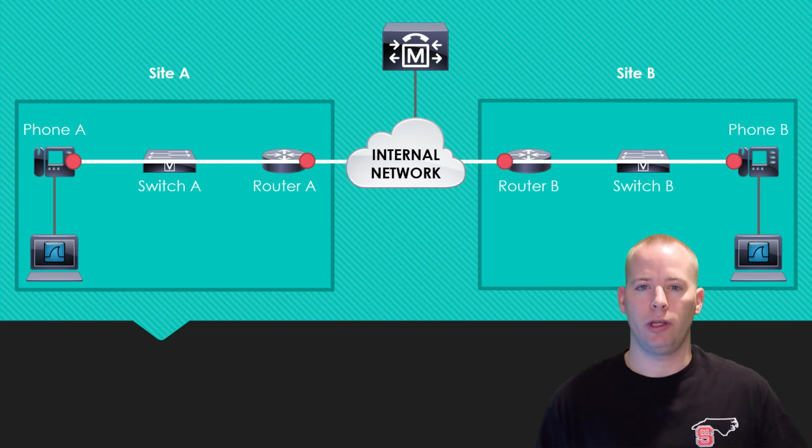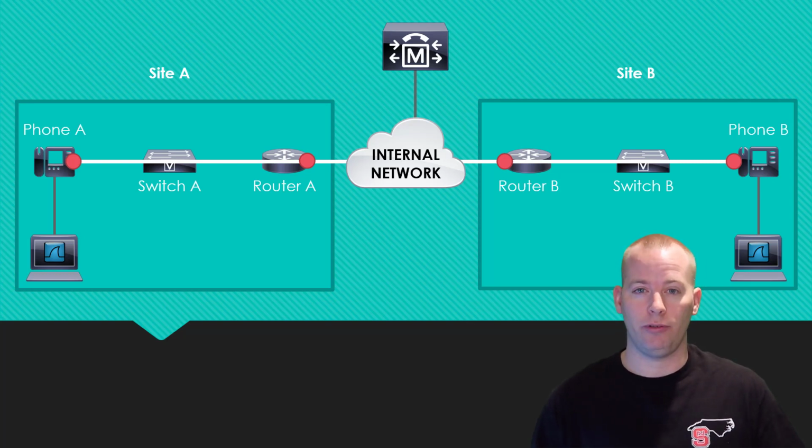Well, then either the issue is going to be in the internal network or at site B. So then we would jump over to site B and see if the packets came on the ingress interface. If they didn't, well then router A sent the packets, router B didn't get it, the issue is going to be in the internal network.